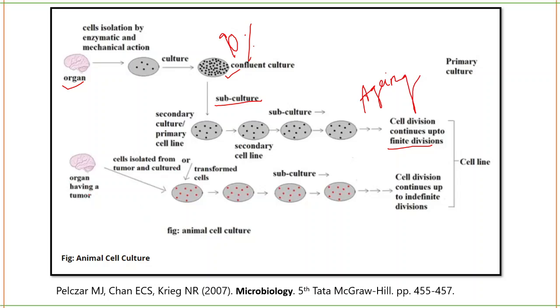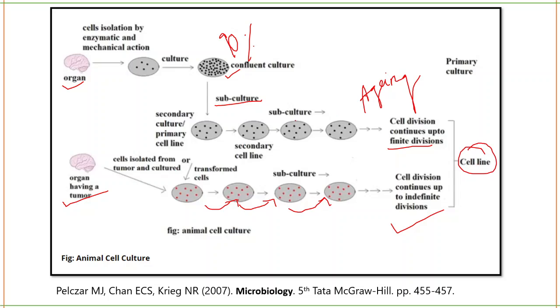If your organ has a tumor, which means if your organ has cancer, you remove the tumor or the cancer, that is denoted as red color cells, and you transfer it to the culture vessel and you keep on subculturing. They will not undergo aging or senescence. Since they're cancer cells, they will have indefinite cell divisions, which means infinite, and that is called a cell line.